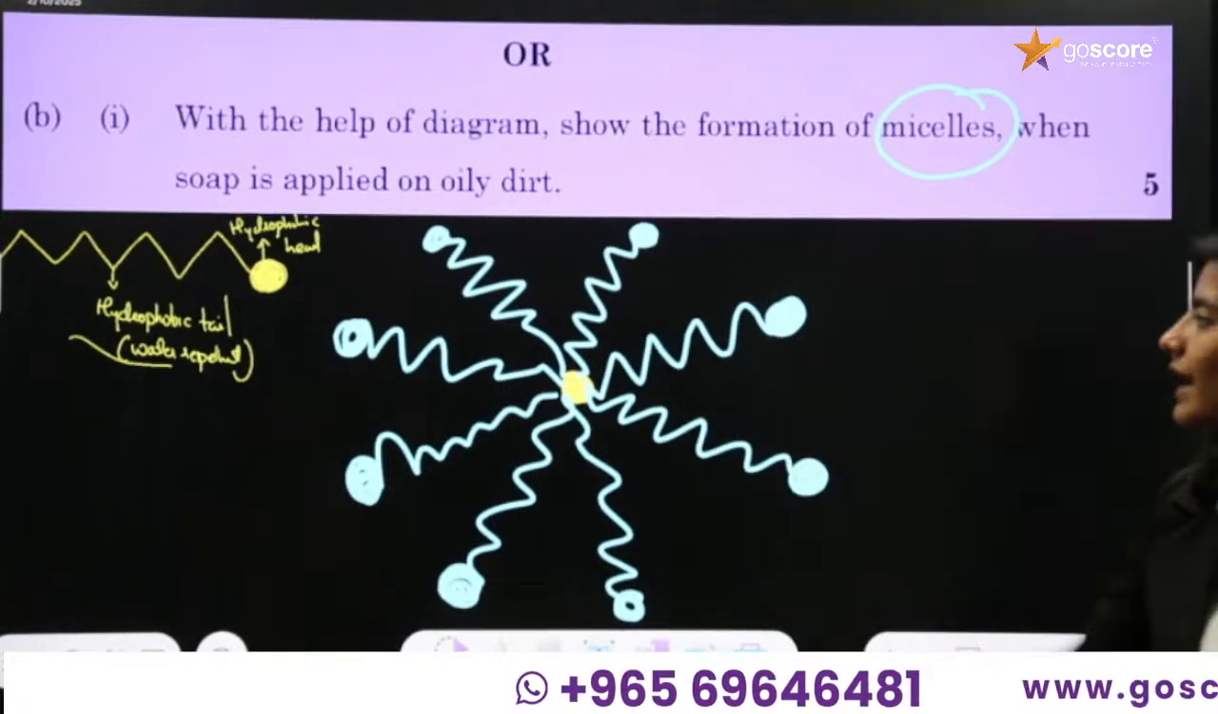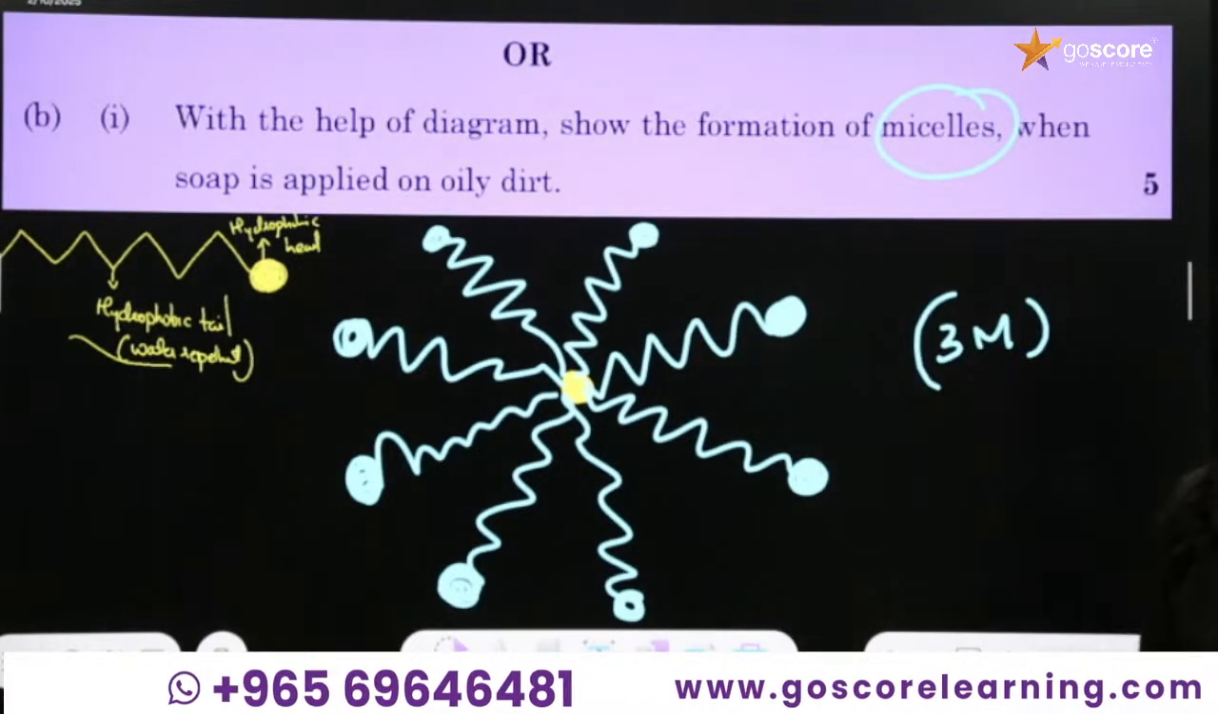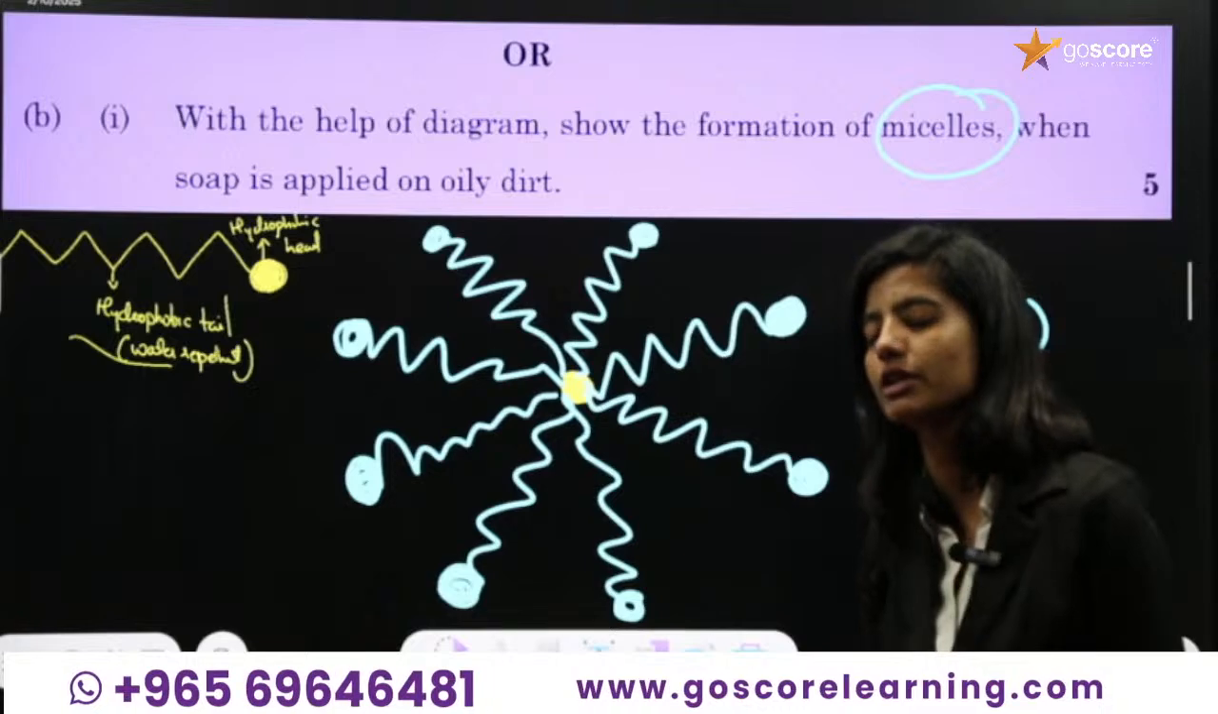Okay. So actually by explaining this, you will get 3 marks. But you have to explain everything. That's the main important part. So you will get the 3 marks.